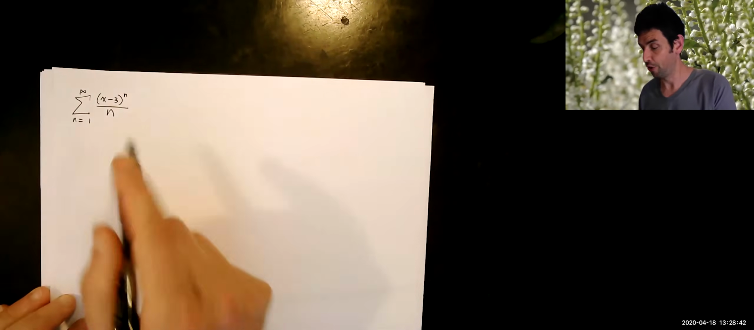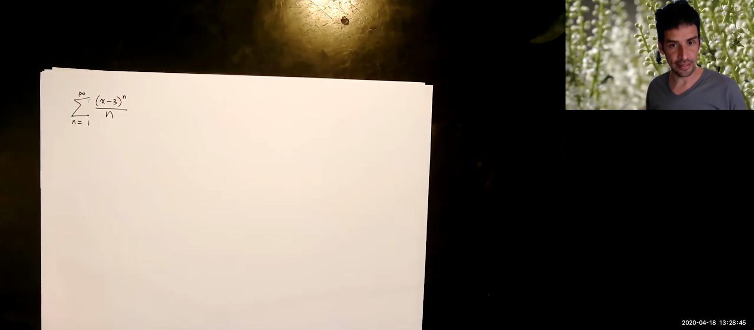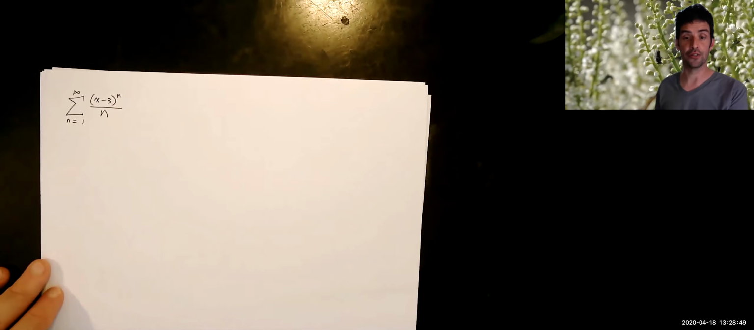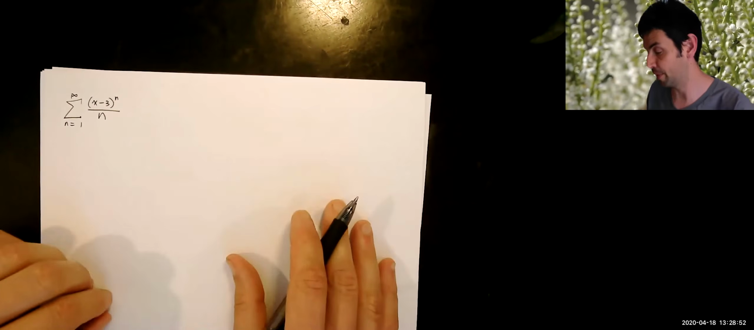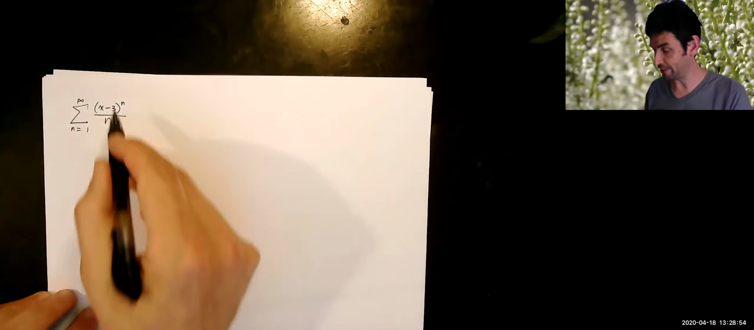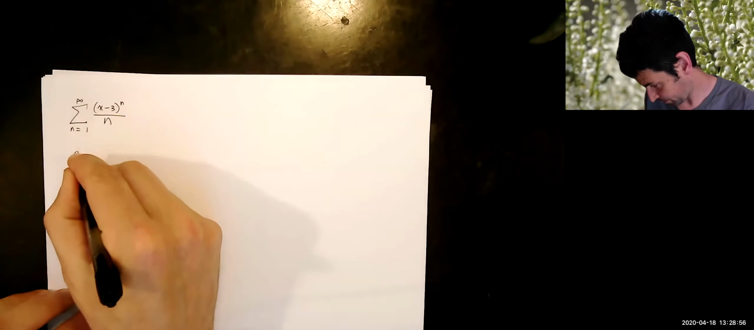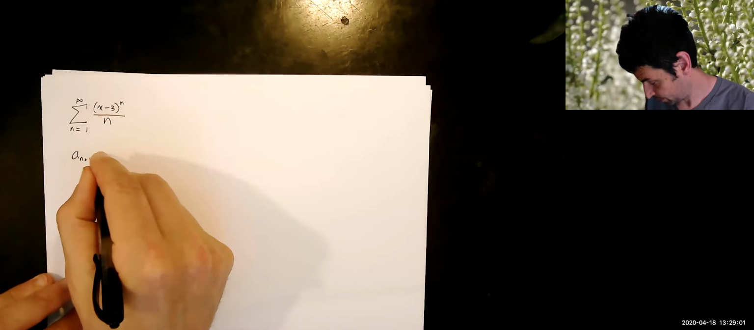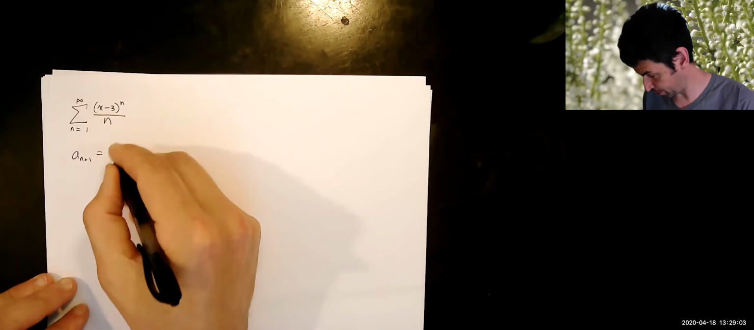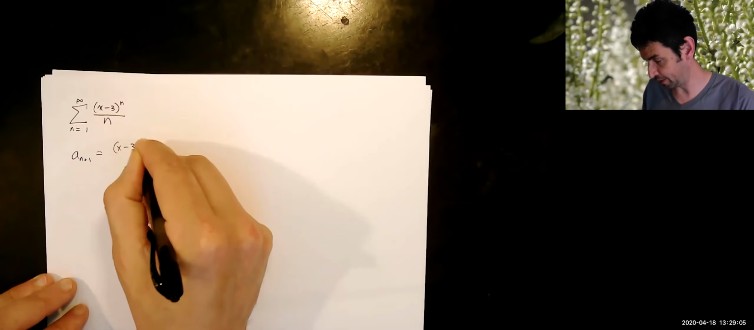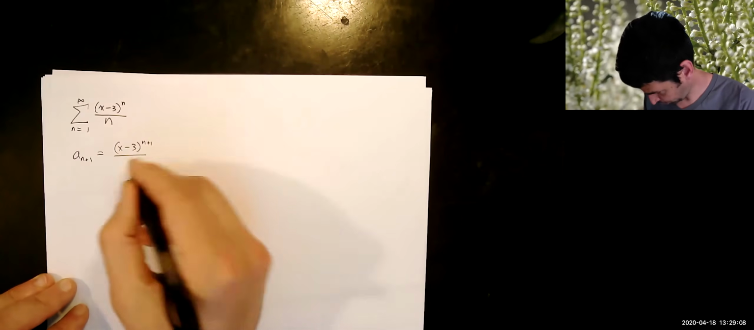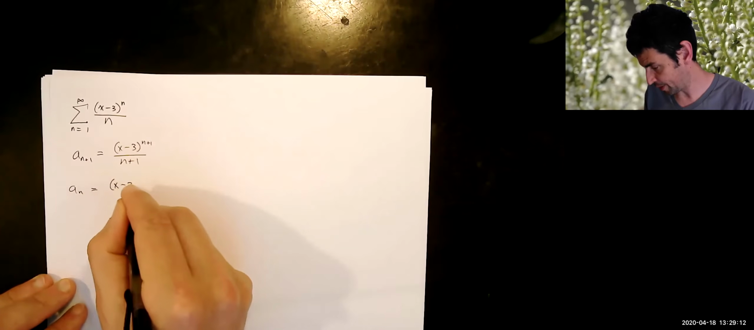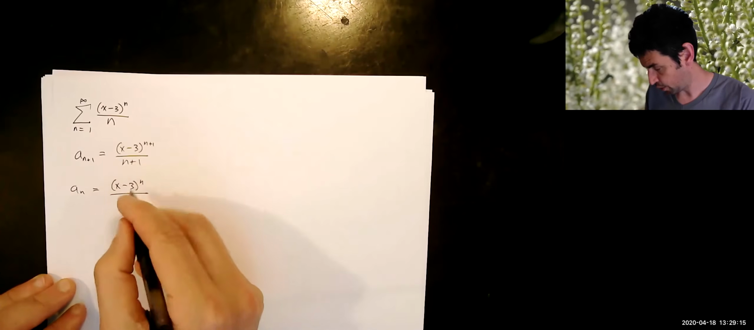So let's see what happens with the ratio test when we look at this kind of series that has a value for x in it, and see how that plays out. I want to see if this series converges. So I'm going to look at a to the n plus 1. This is going to be x minus 3 to the n plus 1 over n plus 1. A to the n is x minus 3 to the n over n.